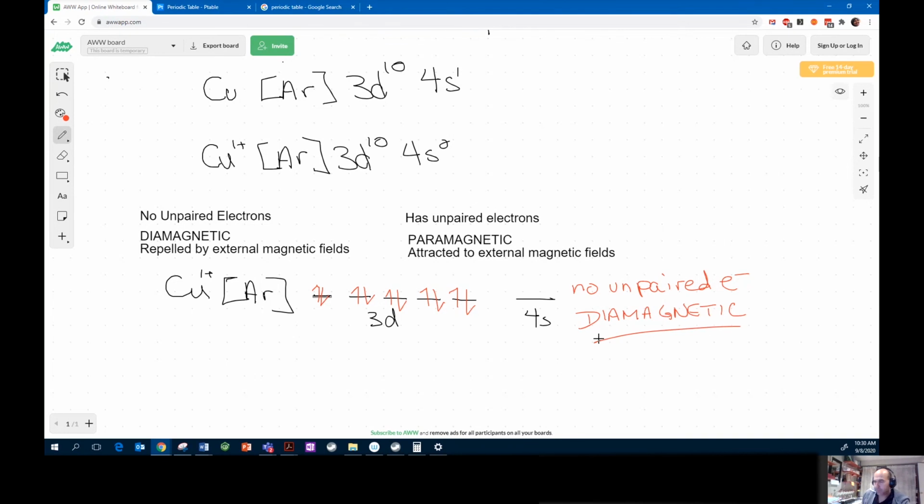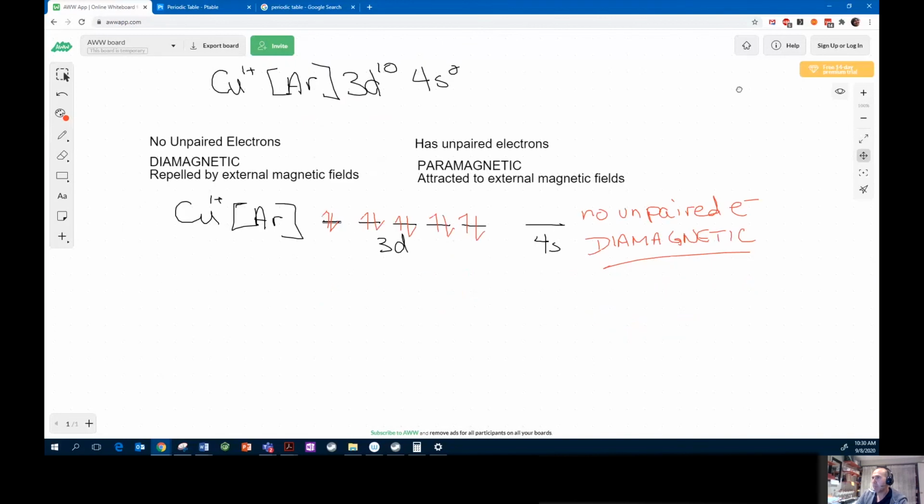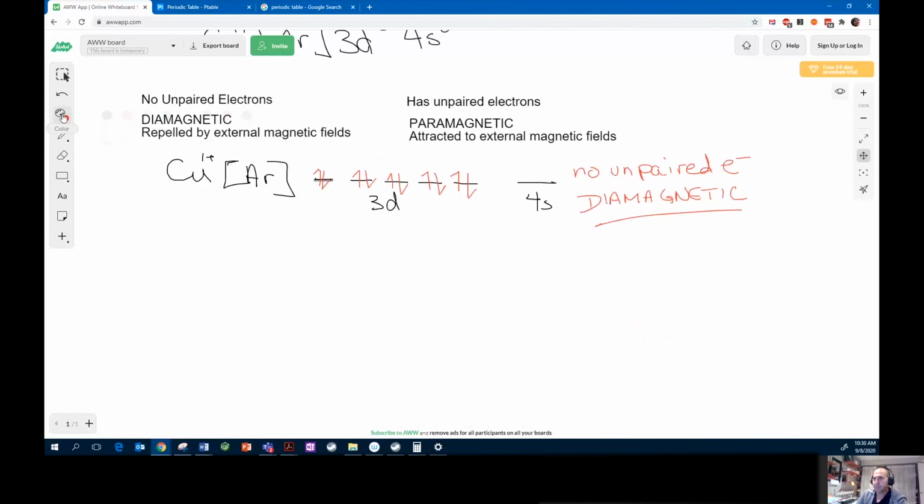Okay. Now, if I take a compound that has copper 1 in it, it should be repelled by external magnetic fields, and this is actually something that we do observe experimentally. Copper 2 plus then, starting from copper 1, we take away again one more electron.